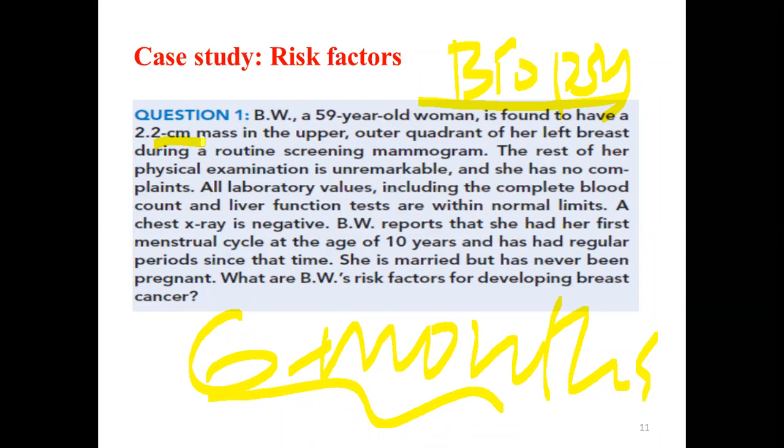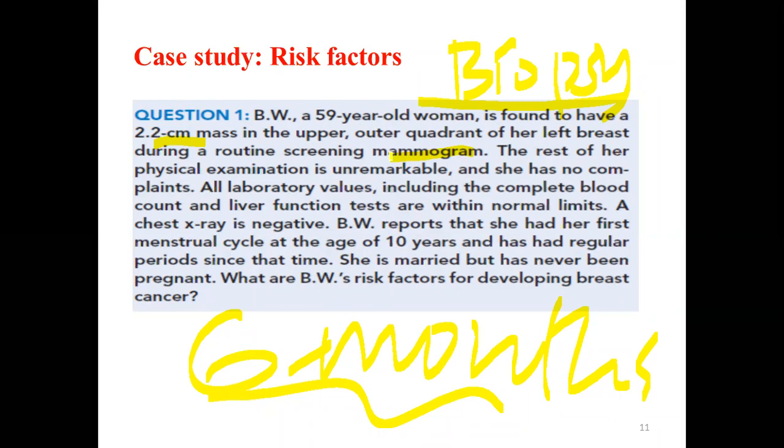For this patient, they noted a 2.2 centimeter mass in the upper outer quadrant of her left breast during a routine screening mammogram. Mammogram is just for screening and uses a small radiation dose. The rest of her physical examination is unremarkable and she has no complaint. All laboratory values are within the normal range and the chest x-ray is negative.